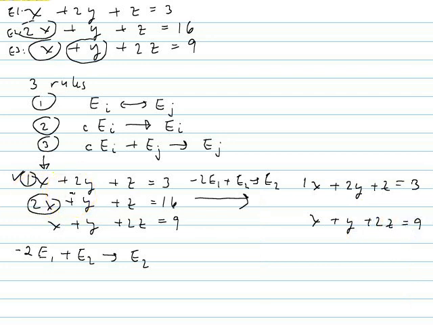So I chose -2 because -2 being the opposite of regular 2, when I multiply that by 1, this would become -2x, add to this would become 0. So now I'm going to do the 4 elements here. 1x times -2 is -2x plus 2x is 0, just like I wanted. -2 times 2y is -4y plus y is -3y. -2 times z is -2z plus z is -z. And don't forget this part, -2 times 3 is -6 plus 16 is 10.